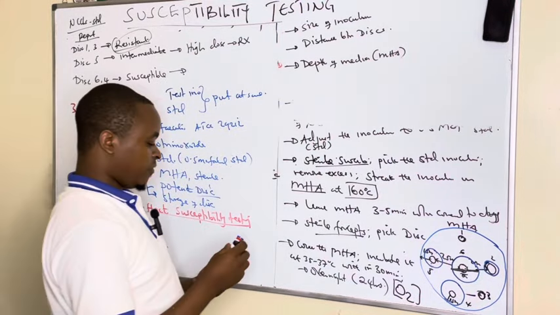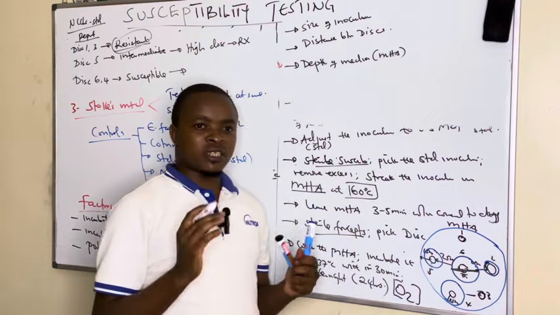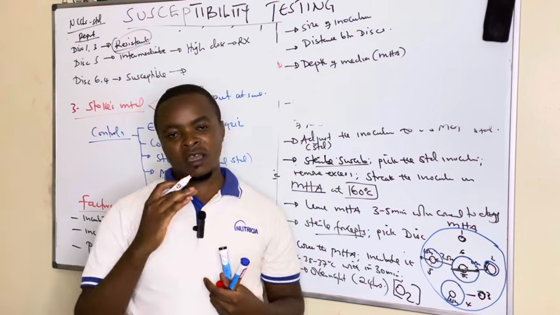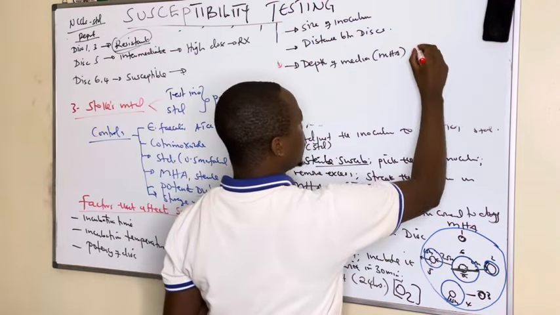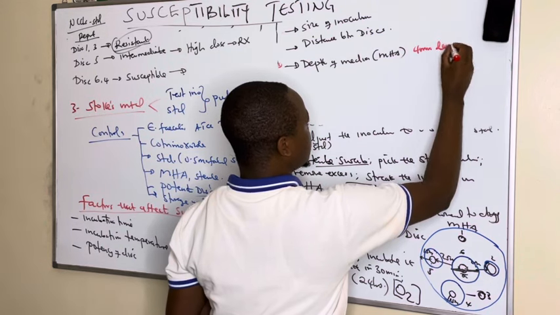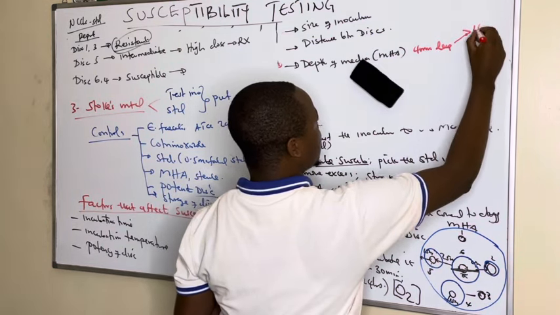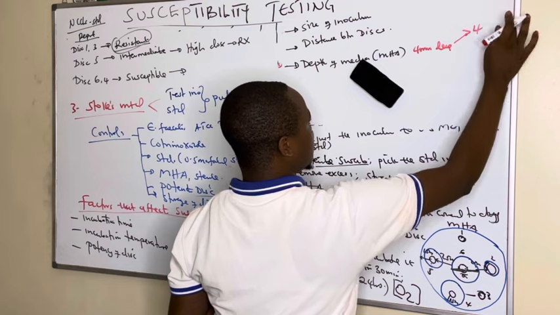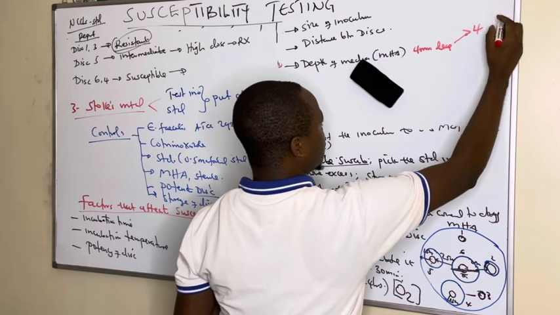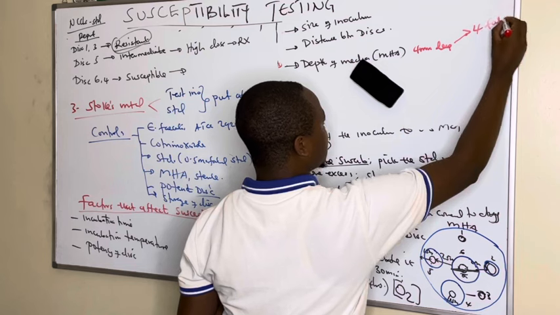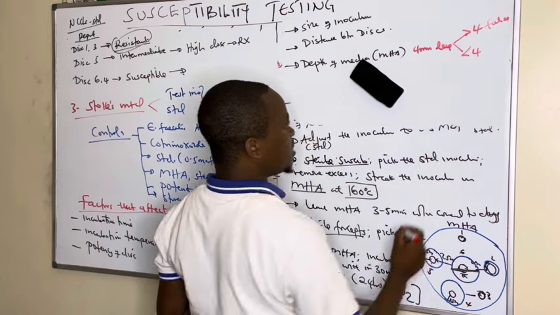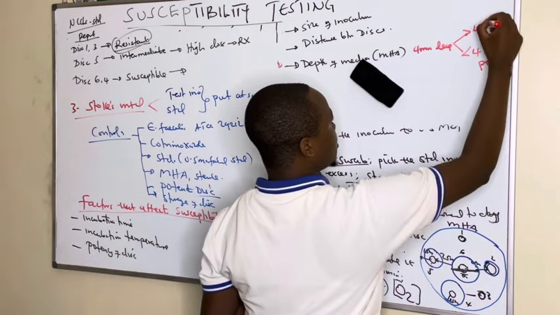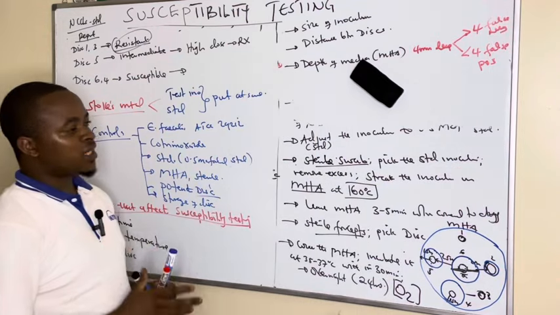How does depth affect? When you're discussing this, you must tell us the ideal. After telling us the ideal, you tell us what happens in case it is above and in case it is low. The ideal should be 4 millimeters deep. If it is greater than 4, we get false resistant results, and if it is less than 4 millimeters, we get false sensitive results. So you tell us the ideal.